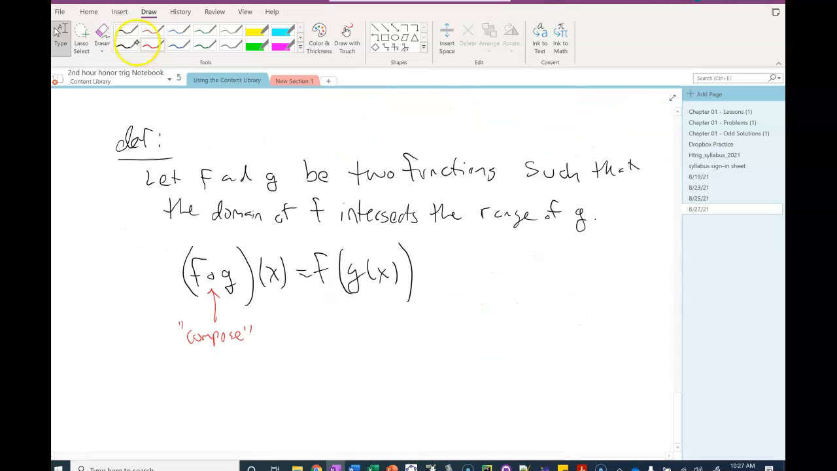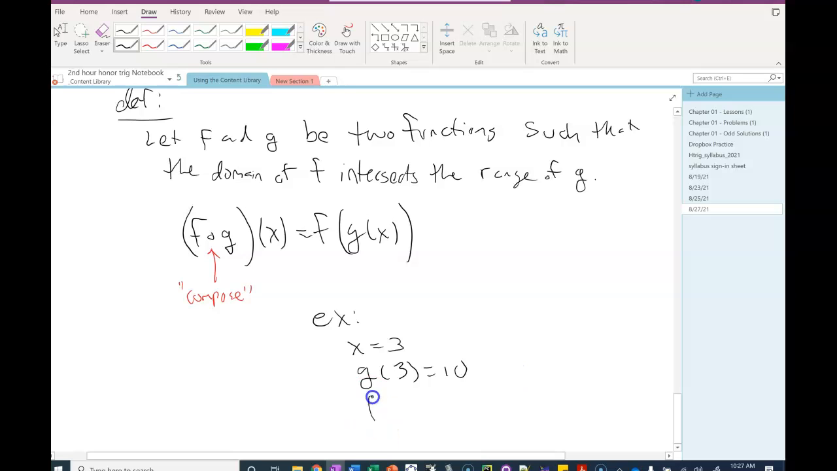So for example here, if I pick x equals 3, and when I do g of 3, I get 10, and then I'd have to do f of g of 3, which is like f of 10. So what we're saying is that this range for g has to intersect with the domains of f, because that's what I'm plugging into f. Does that make sense as to why that's there?